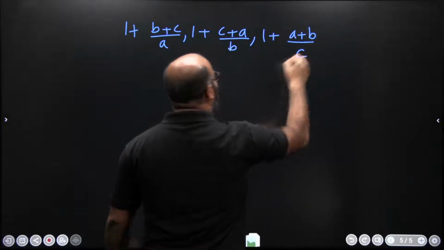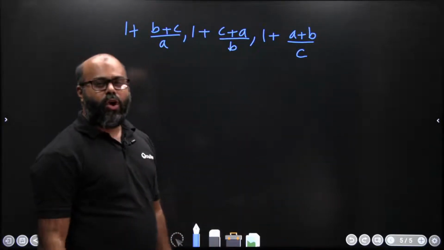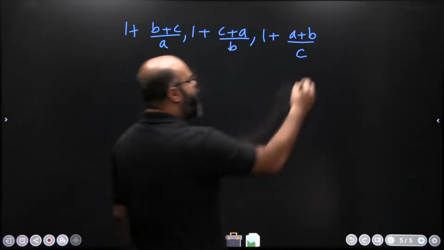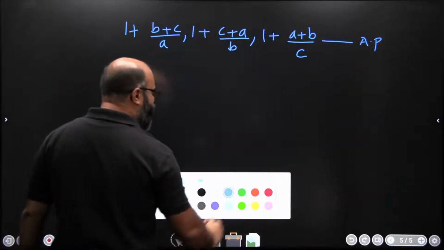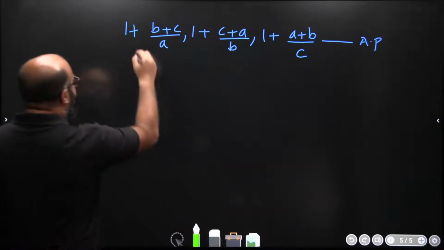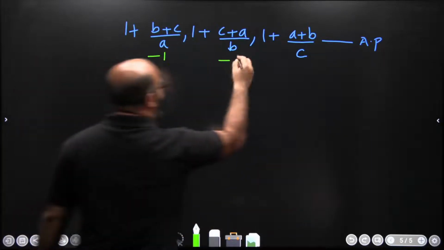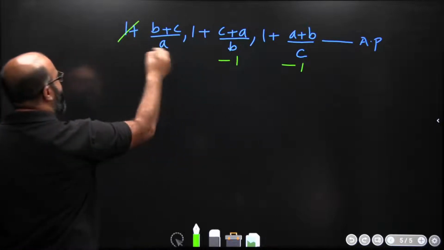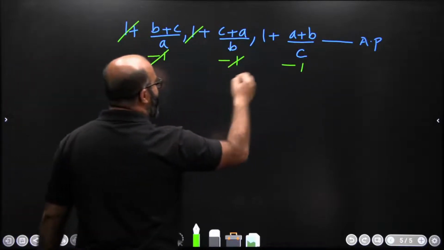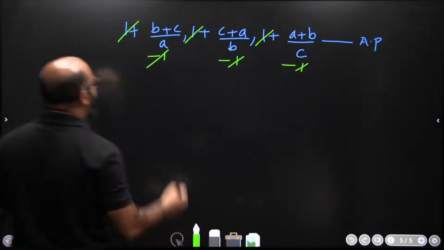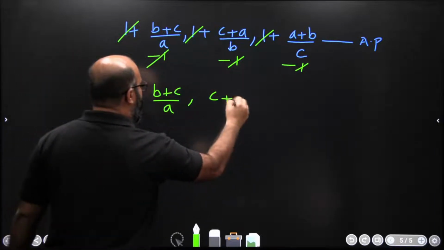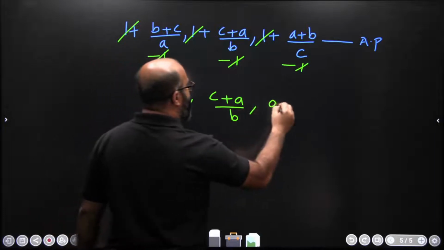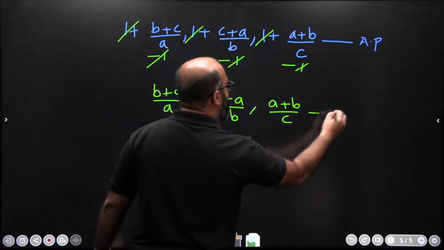Now what would we do next? We will subtract 1 from all of the terms, because this is an AP. If we subtract a constant 1, that would also be an AP. So minus 1, minus 1, minus 1. What would happen? 1 and minus 1 will cancel, 1 and minus 1 will cancel, 1 and minus 1 will cancel, and we will get (b plus c) by a, (c plus a) by b, (a plus b) by c as an AP.